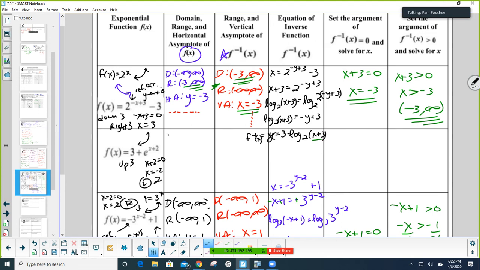So now my domain, doesn't matter what it looks like. For this type, it's negative infinity to infinity. My range, I'm going up. So I'm going 2 to infinity. And then my horizontal asymptote is y equals 2. I hope that makes sense to you guys. If it doesn't, please ask.